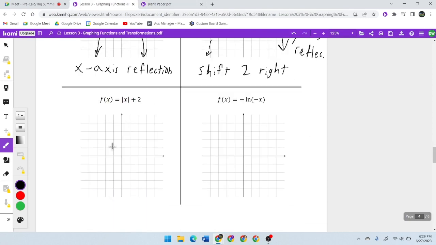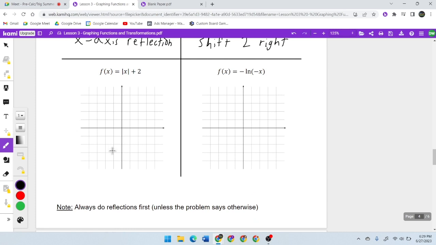Okay. Next, we have the absolute value of x plus 2. That's funny. I say always do reflections first. That's a typo. Sorry. That should say do the shift first. Sorry about that.